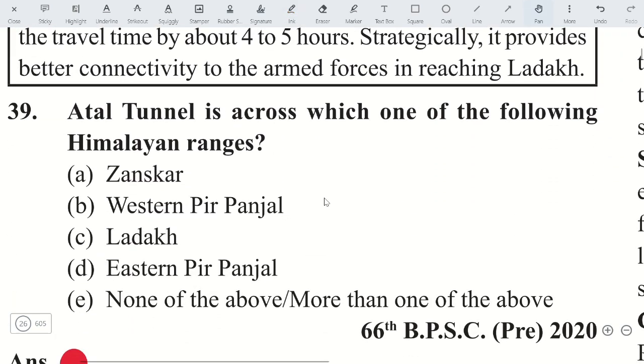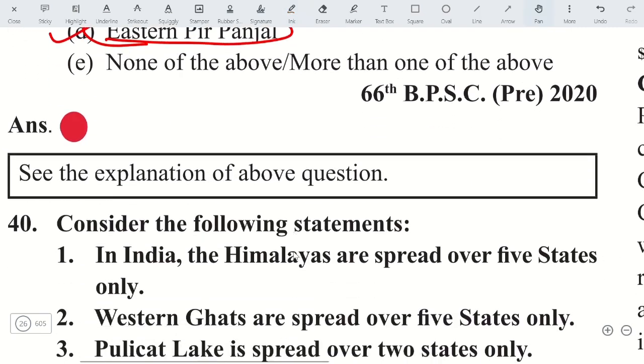Atal Tunnel is across which of the following Himalayan ranges? Actually, it is in the eastern part, in Pir Panjal. You can say which part of Pir Panjal? Eastern part of Pir Panjal.